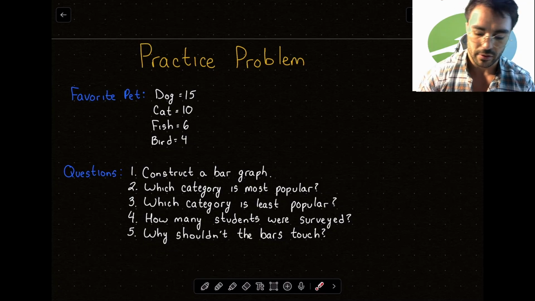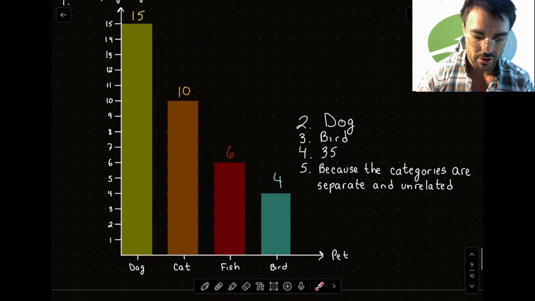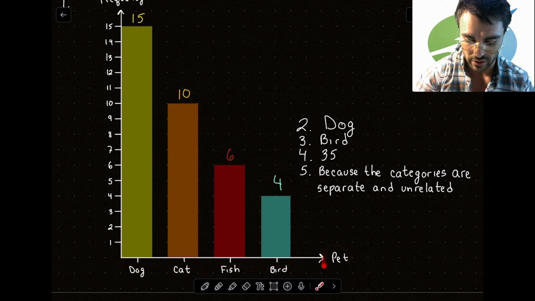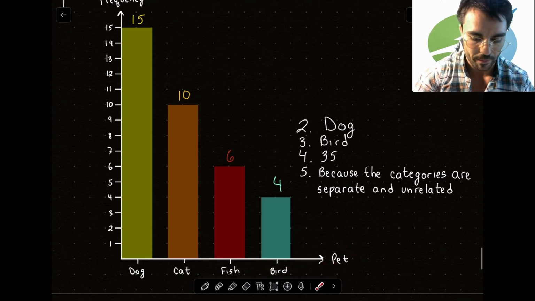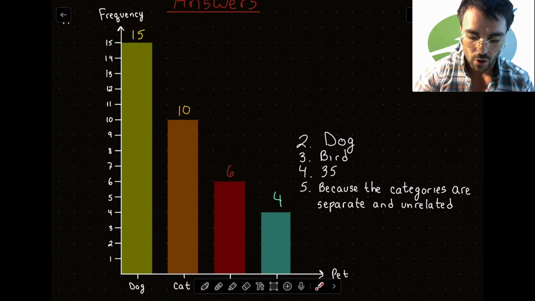All right, let's dive in. So our bar graph should look as such. Okay, we have our x-axis, dog, cat, fish, bird. We labeled it as our favorite pet. Our y-axis is frequency. I have it go from 1 to 15 because 15 is our highest value. Okay. We can clearly see the favorite pet is the dog at 15. The least favorite pet is the bird at 4.